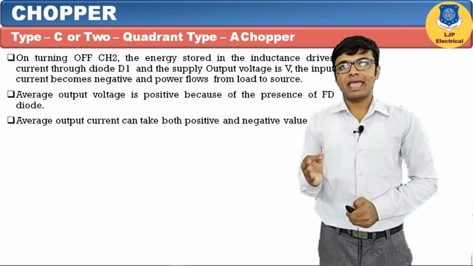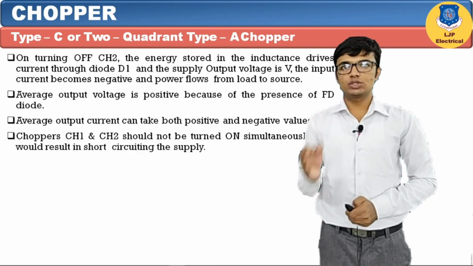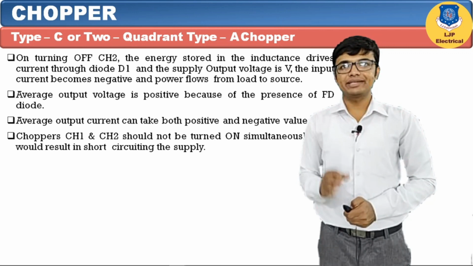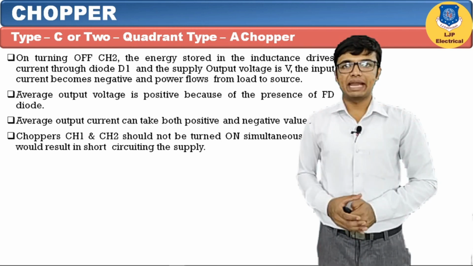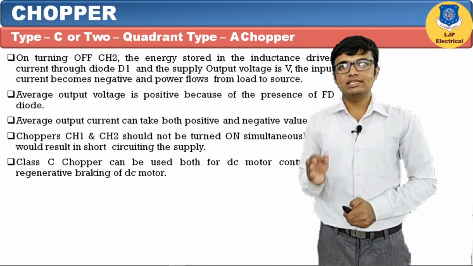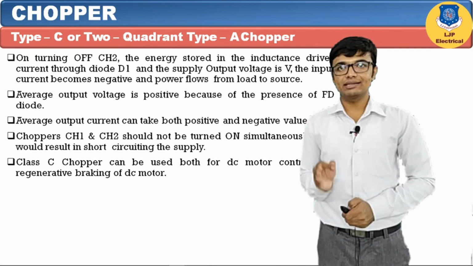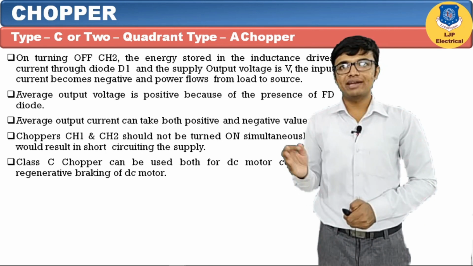Average output current can take both positive and negative values. Switch 1 and switch 2 should not be turned on simultaneously, otherwise it will result in a short circuit in the supply and it will damage the supply. Class C chopper can be used both for DC motor control and the regenerative braking of DC motor. Let's understand this part from the diagram.